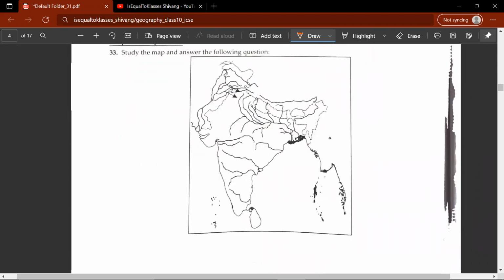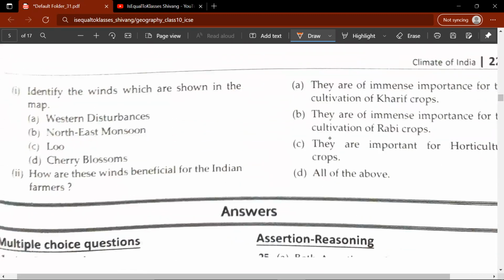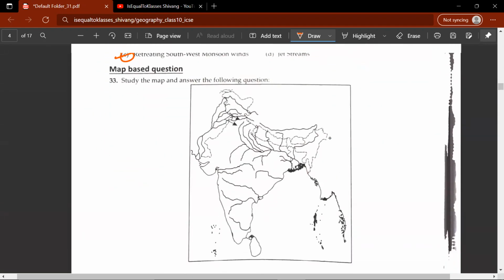Moving on to the 33rd question. Look at the map carefully and answer the following questions. Identify the winds which are given in the map. A, B, C, or D. The correct answer would be A, western disturbances. Just look at the map carefully. What winds are they talking about?